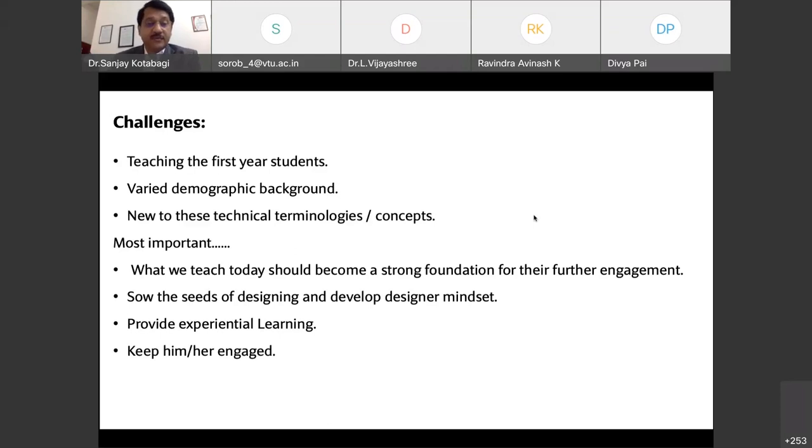So that's why we should be very careful in designing this course, the content or the pedagogical content, for the students with a lot of care, so that we can really develop a designer mindset in them to look at the surroundings for opportunities. And one more challenge here is that all the time throughout the course, we must keep them engaged. That's one of the critical aspects. So these are some of the challenges we should really keep at the back of our mind when we start delivering this course to the first year students.